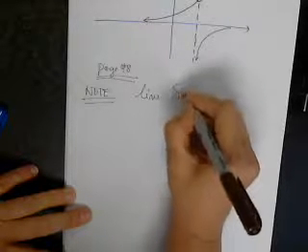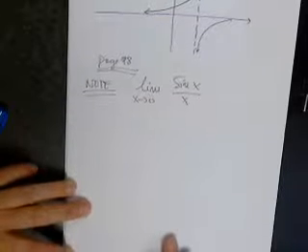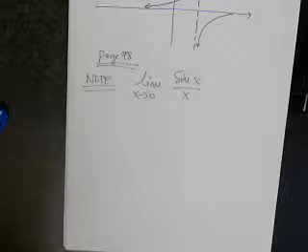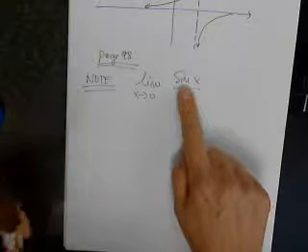Limit of sine x over x as x approaches 0. What do you think this is? A wild guess. Say it again. Does it say sine? Yes, S-I-N. Sorry. No, you're good.